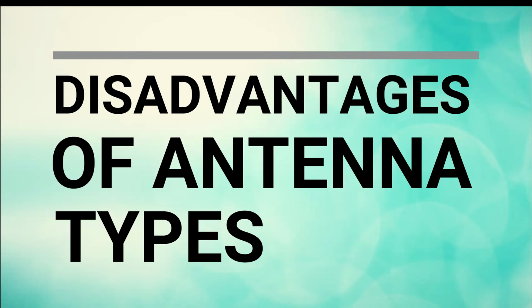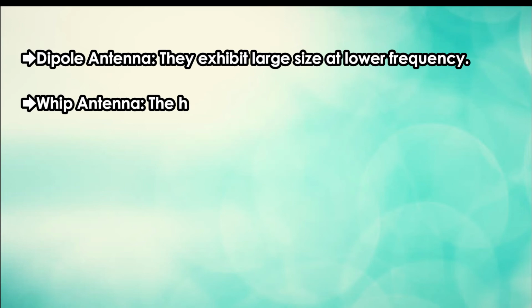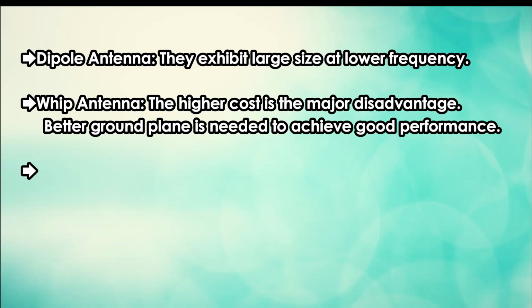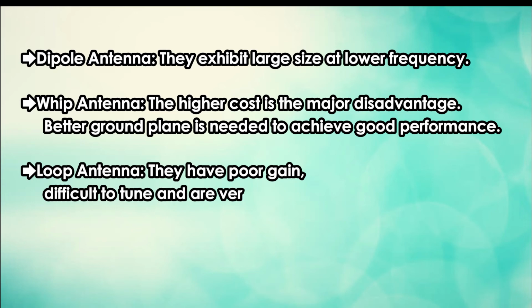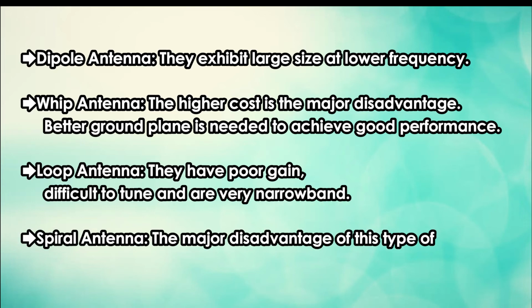Disadvantages of antenna types. Following are the disadvantages of antenna types. Dipole antenna: they exhibit large size at lower frequency. Whip antenna: the higher cost is the major disadvantage. A better ground plane is needed to achieve good performance. Loop antenna: they have poor gain, are difficult to tune, and have a very narrow band. Spiral antenna: the major disadvantage of this type of antenna is difficulty in feeding it.